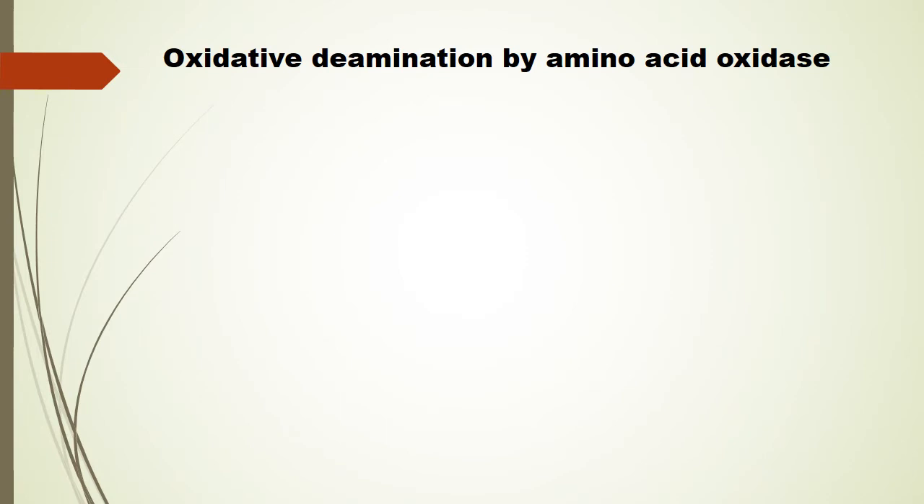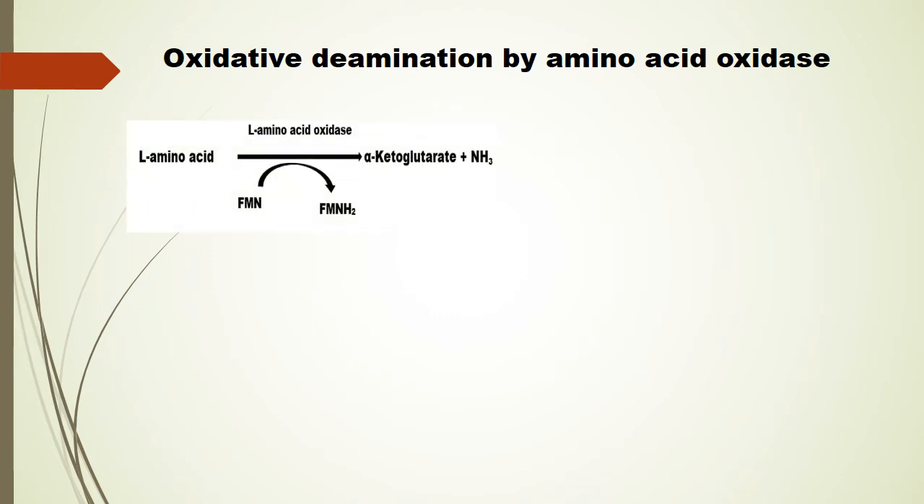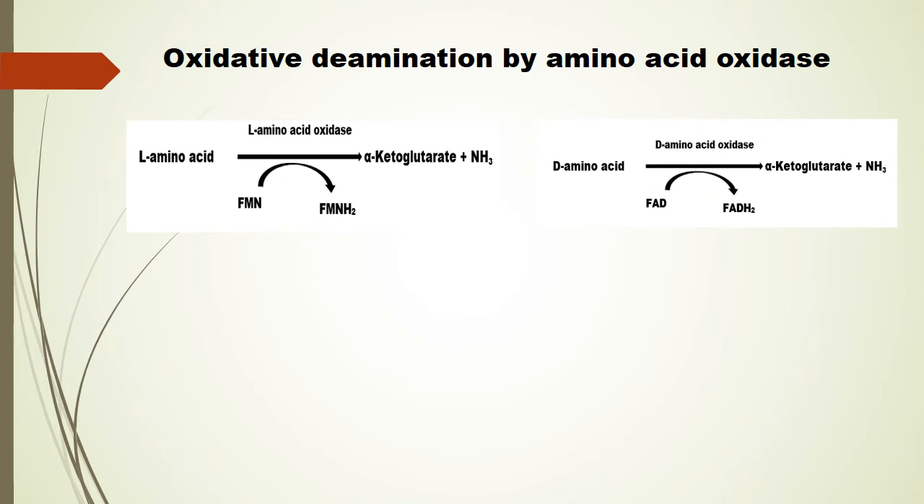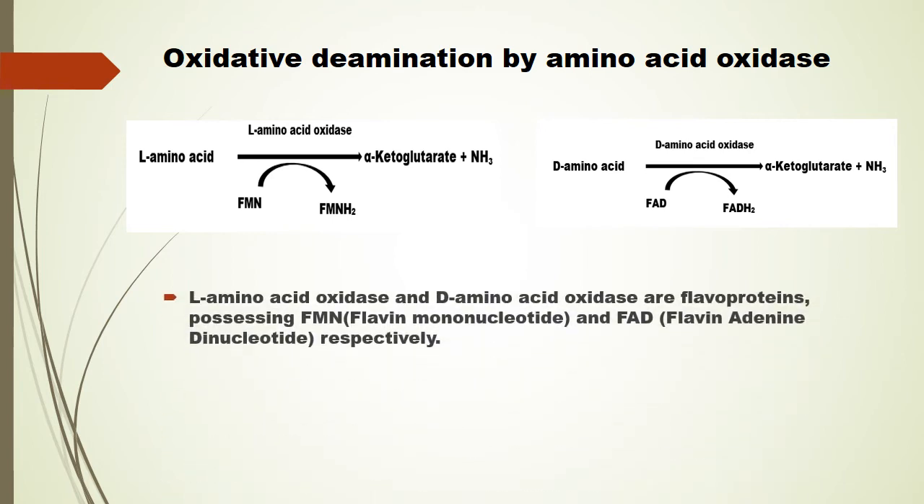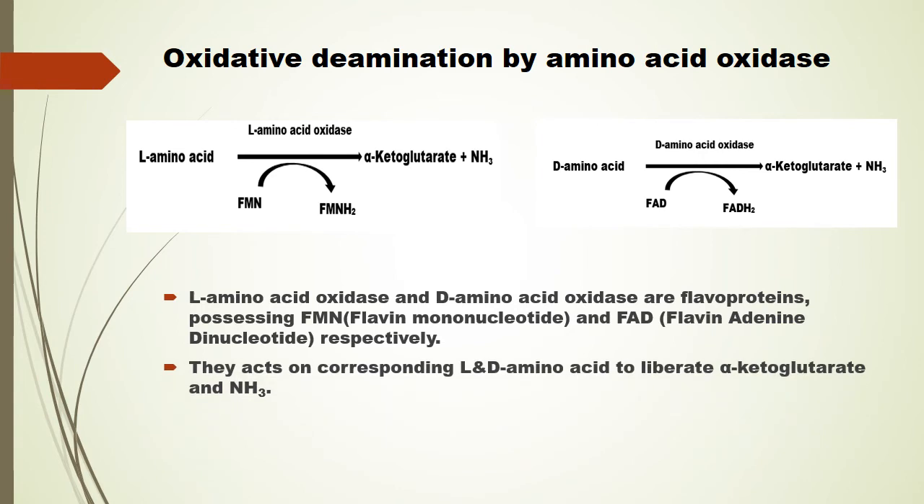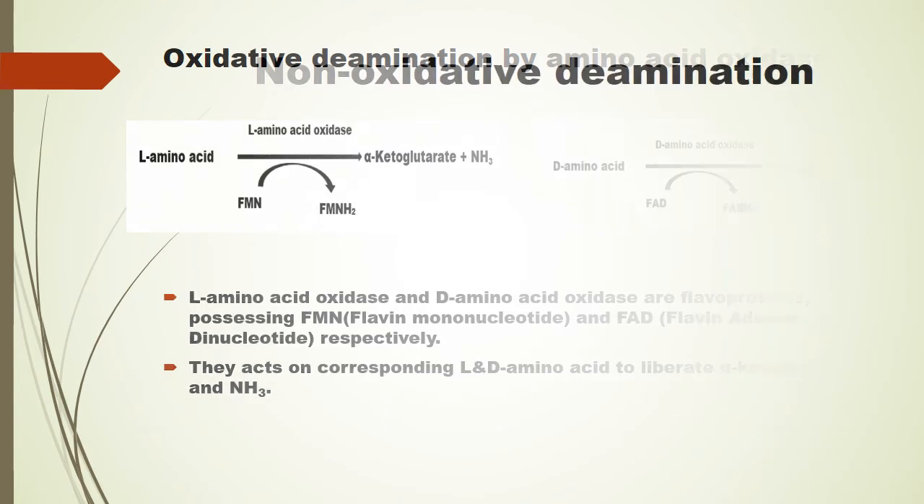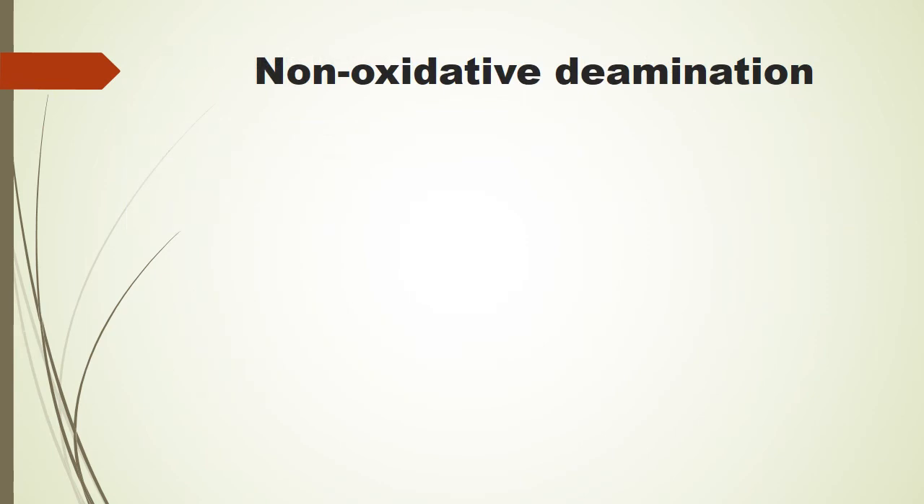Oxidative deamination by amino acid oxidase. There are two types of amino acid oxidase, such as L amino acid oxidase and D amino acid oxidase. These are flavoproteins possessing flavin mononucleotide and flavin adenine dinucleotide respectively. They act on the corresponding L and D amino acids to liberate alpha keto acid and ammonia.